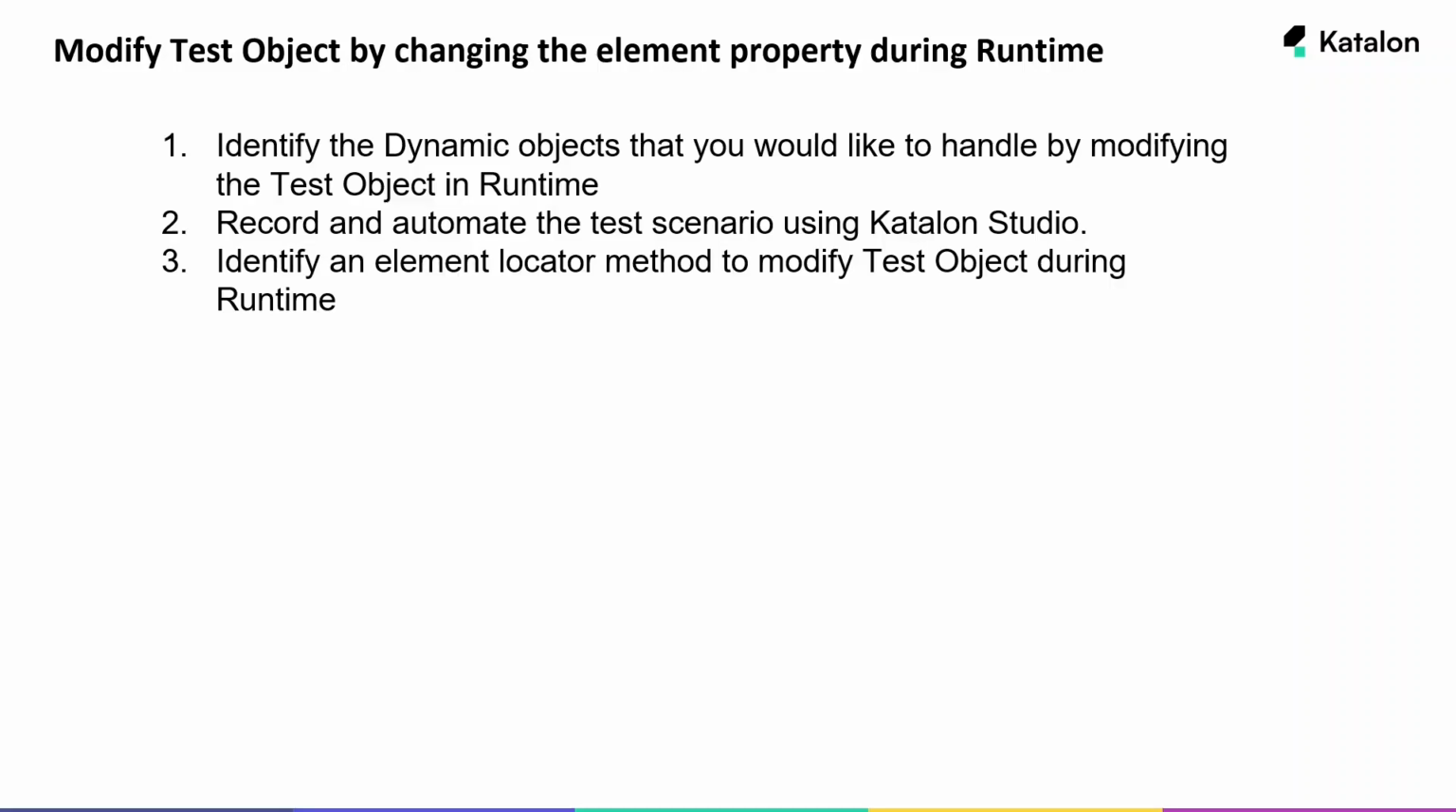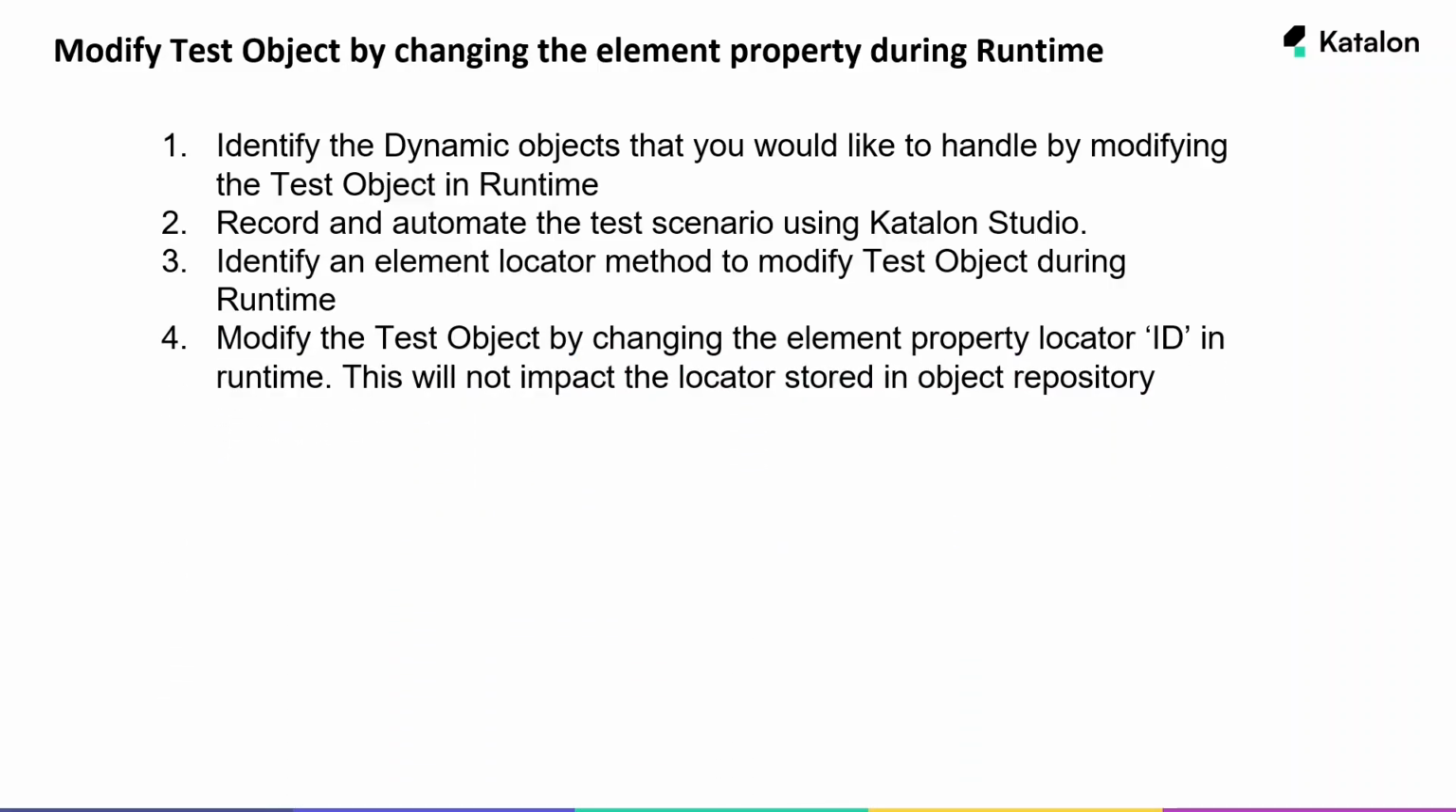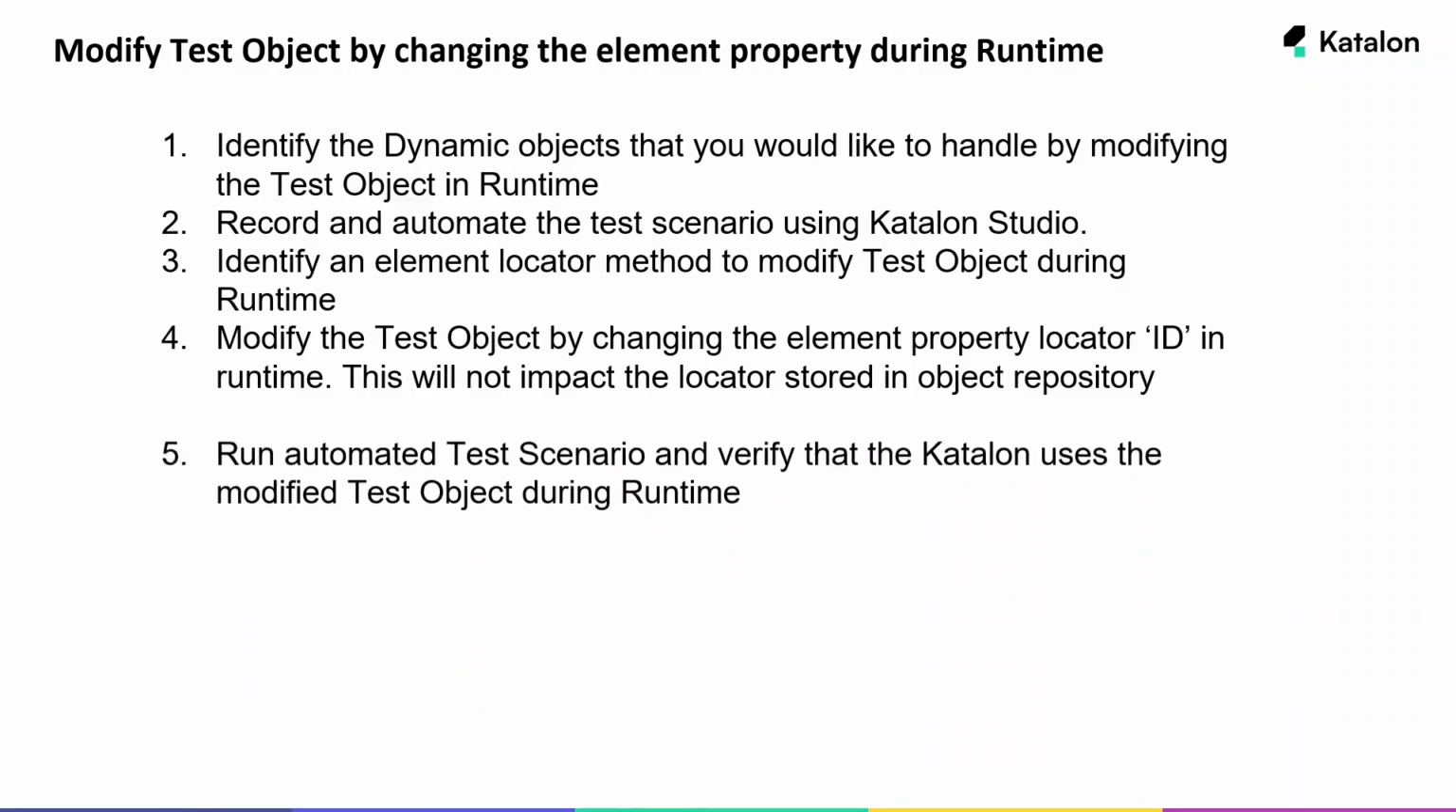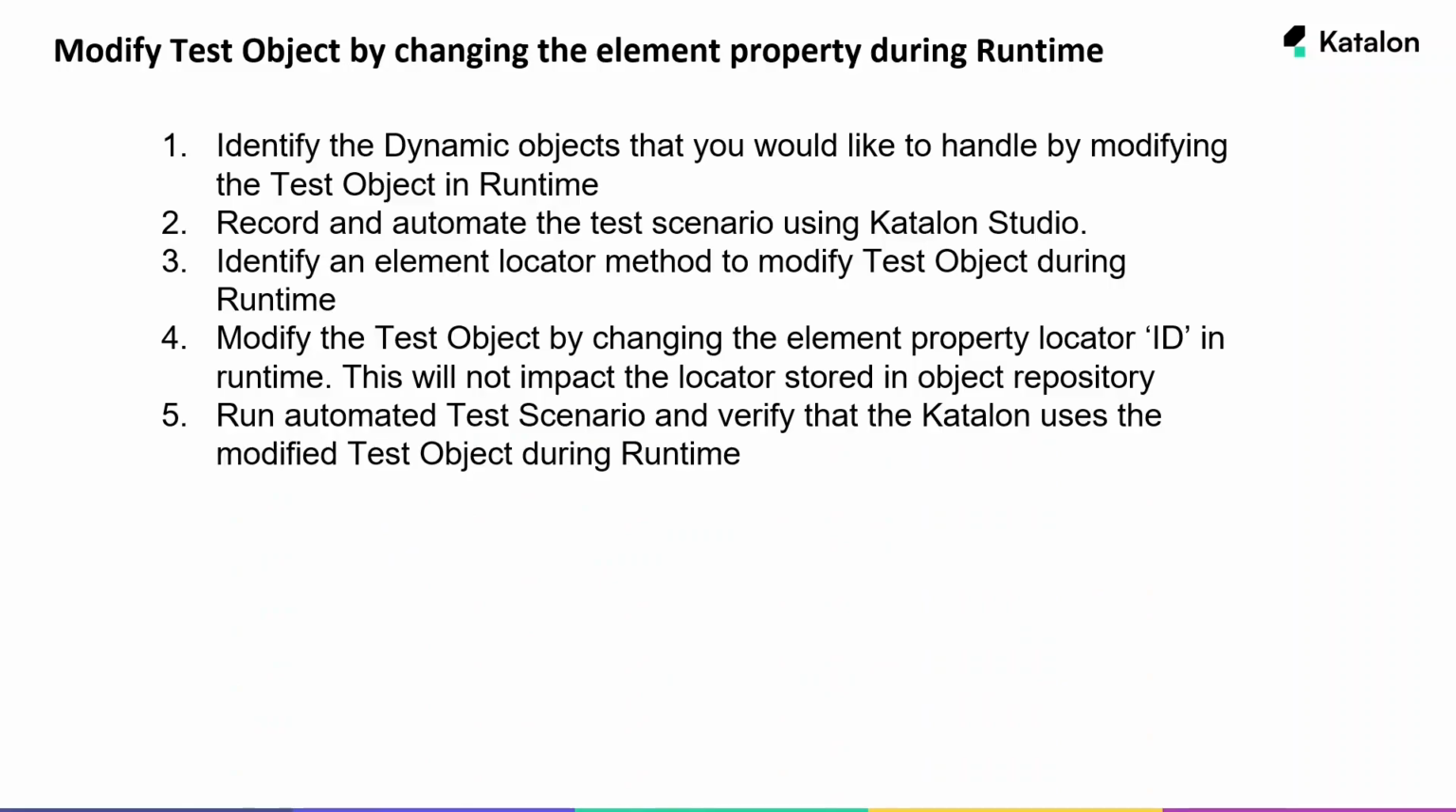And we need to identify an element locator method to modify the test object during runtime. So in this scenario, we are going to identify ID as an element locator. And then modify the test object by changing the element property locator ID in runtime. So this will not impact the locator stored in the object repository. And then we are going to run the automated test scenario and verify that Katalon uses the modified test object during runtime.